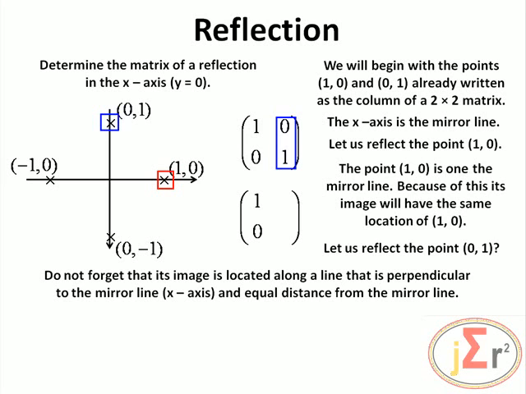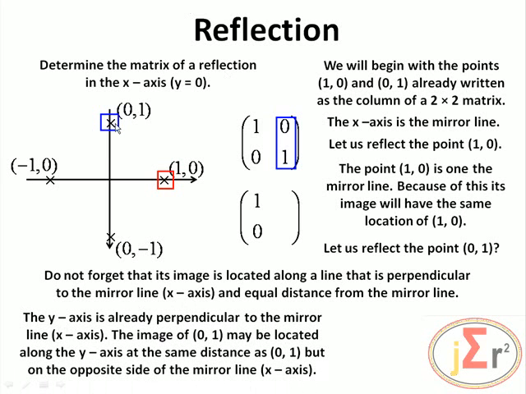And of course the mirror line in this case is the x-axis. And of course the point is required to be equal distance from the mirror line. So this point, the distance from the mirror line is from here to here. Of course, let's see what the information that we have right there. The y-axis is already perpendicular to the mirror line, so we don't have any problem getting a perpendicular there. The image of (0, 1) may be located along the y-axis at the same distance from the axis as (0, 1), but on the opposite side of the mirror line.